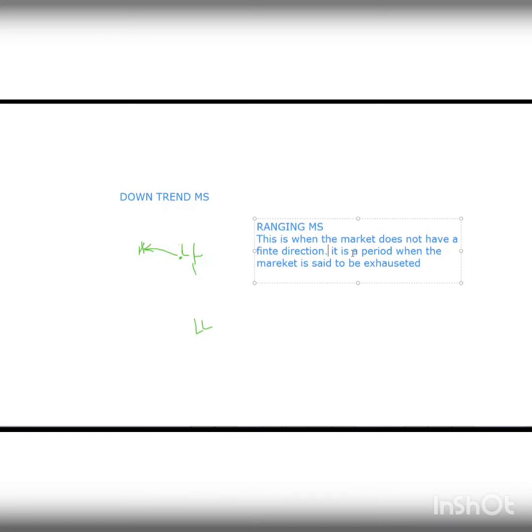This is a period when most traders say the market is resting, the market is exhausted, the market wants to gather momentum so that it can push up or push down. So we can see situations whereby the market is just moving like this, like this, like this, and it's not going up, neither is it going down. So this is what we call the ranging aspect, the consolidating aspect. Then probably after a while, the market could break to the downside, or break to the upside.